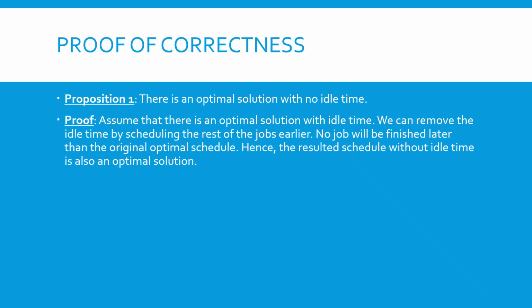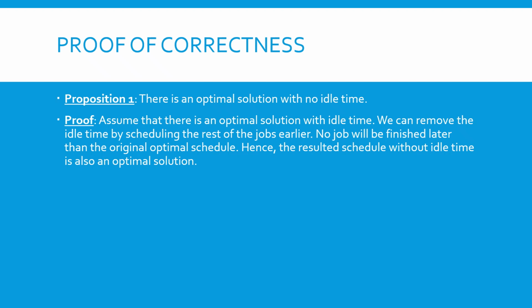First, we prove proposition 1. There exists an optimal schedule with no idle time. Assume an optimal schedule has some idle time. We can eliminate each idle interval by shifting all later jobs earlier by the length of the idle time. This shift does not delay any job. It can only make finish times earlier.